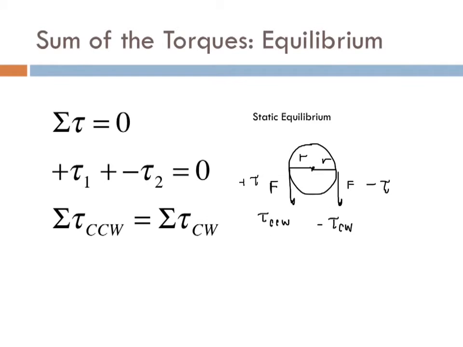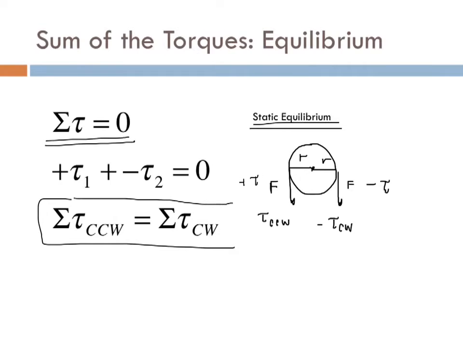Now, if these two forces are applied and this object does not rotate, what we're saying is that our sum of our torques is equal to 0. And this situation is known as static equilibrium. So if that's true, that means all of our positive torques plus all of our negative torques is equal to 0, or our counterclockwise torques are equal to the sum of our clockwise torques.